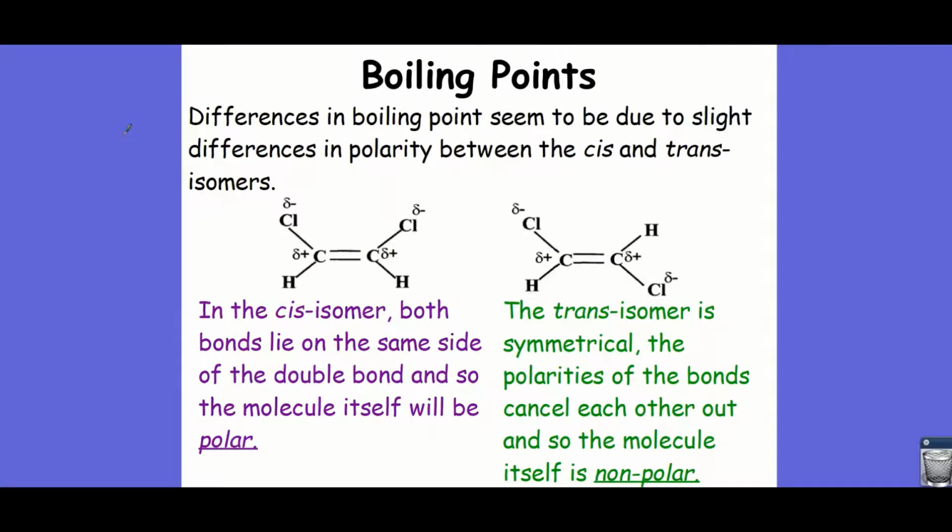So there's a bit more ambiguity behind why the boiling points seem to show the opposite trend to the melting points. And it seems to be due to differences in polarity between the cis and trans isomers. So if you have a look at the cis isomer, if you have a look at the lines of symmetry, the cis isomer is more likely to be asymmetrical. So if we just write that in.